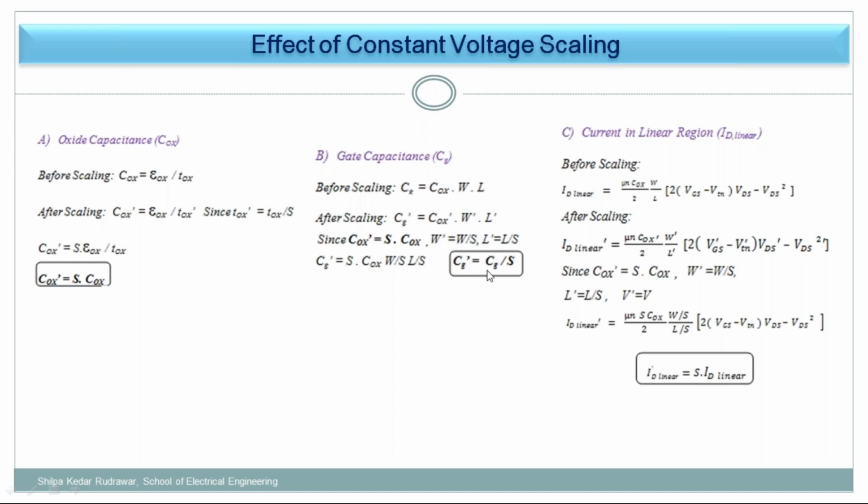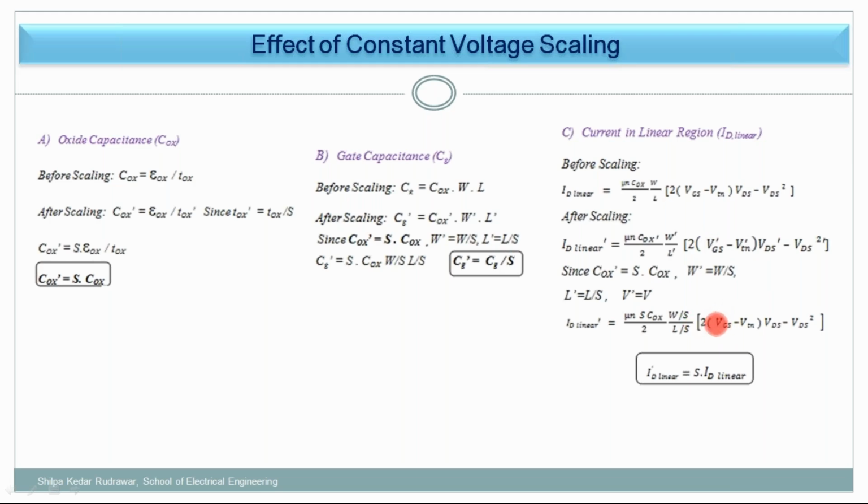Okay, CG dash equal to CG by S. But here, just see current in linear region. It is related to what? VGS, VT, and it is related to VDS. So here in constant voltage scaling, what we are doing, we are keeping these constant. We are not changing them. We are not scaling them down. And that's why, although it is mentioned as VGS dash, it will be VGS only. It is not VGS by S. In previous constant field scaling, we scaled down these voltages also, but here we are not scaling them down.